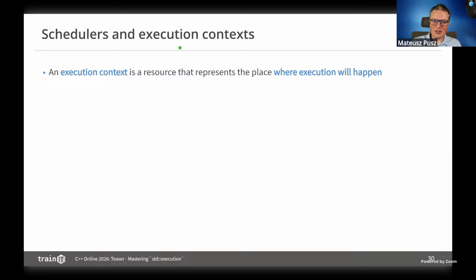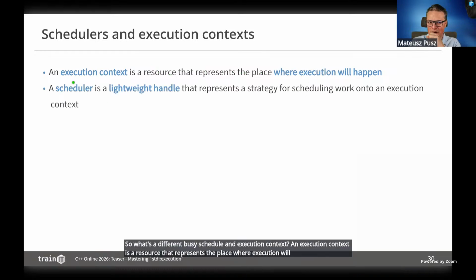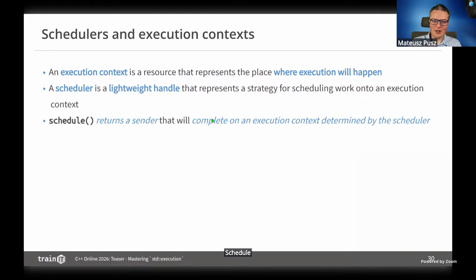So what is the difference between scheduler and execution context? An execution context is a resource that represents the place where execution will happen. A scheduler is, as I said, a lightweight handle to this execution resource, right? It represents a strategy for scheduling work onto an execution context. Schedule function returns a sender that will complete on the execution context determined by this scheduler.